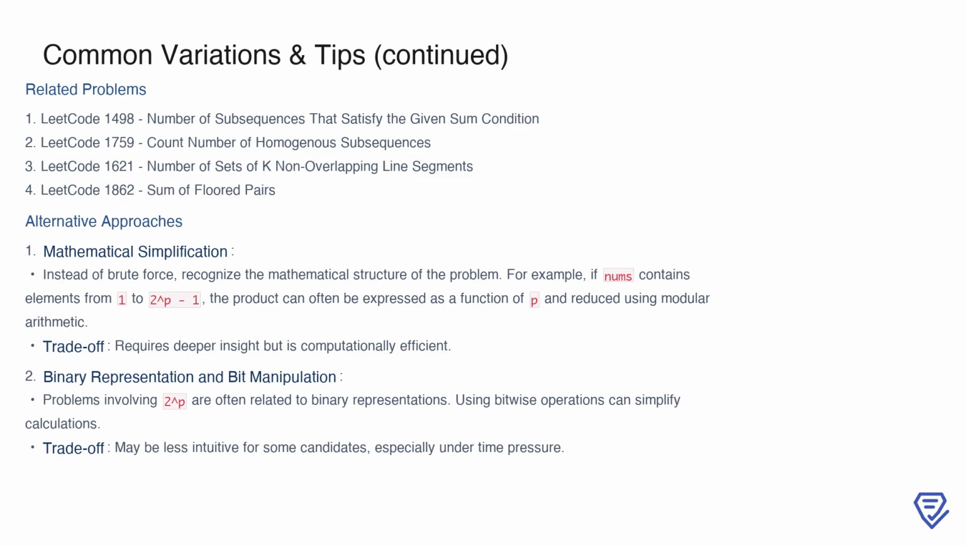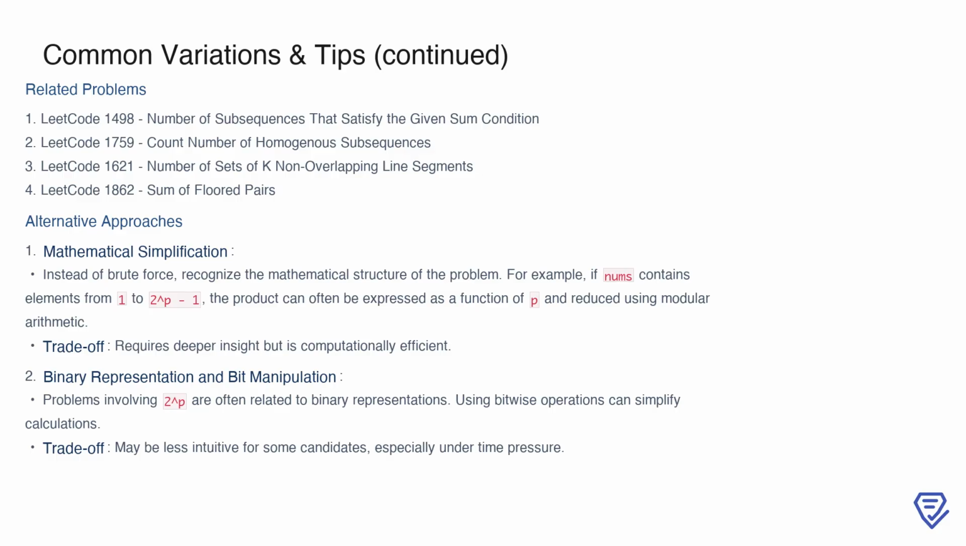In terms of alternative approaches, mathematical simplification is one of the most powerful tools at your disposal. Instead of brute force, focus on recognizing the structure of the problem. For example, if the array nums contains all numbers from 1 to 2^p - 1, the product can often be expressed as a function of p, which can then be reduced using modular arithmetic. This requires deeper insight but is far more computationally efficient.